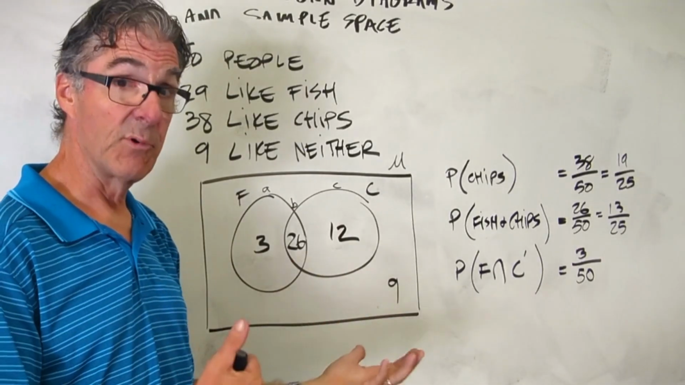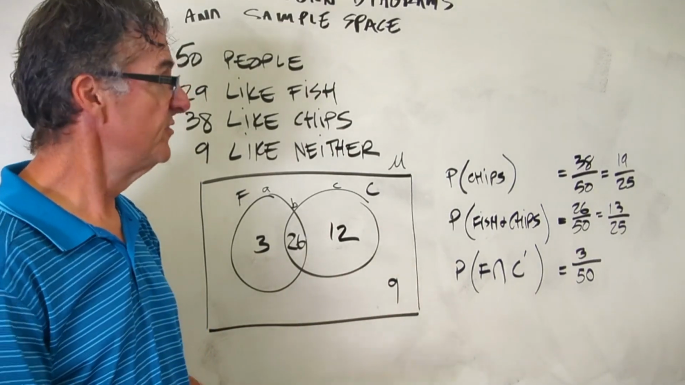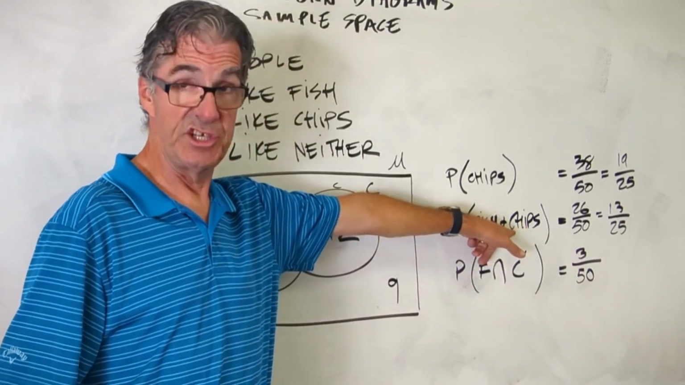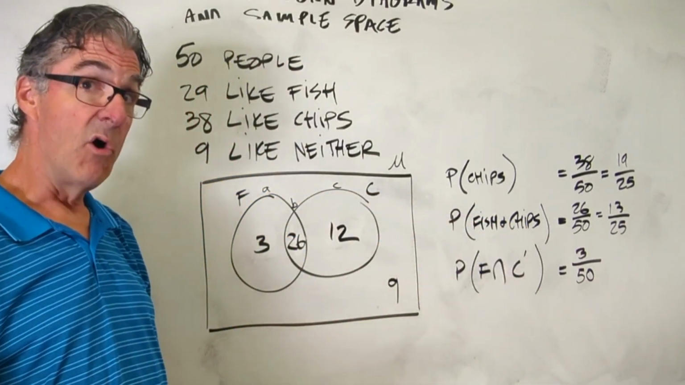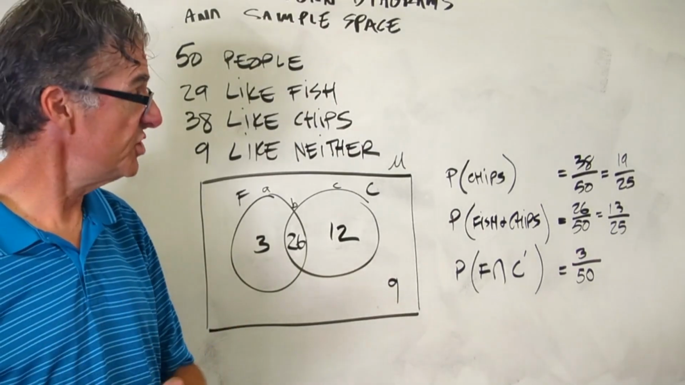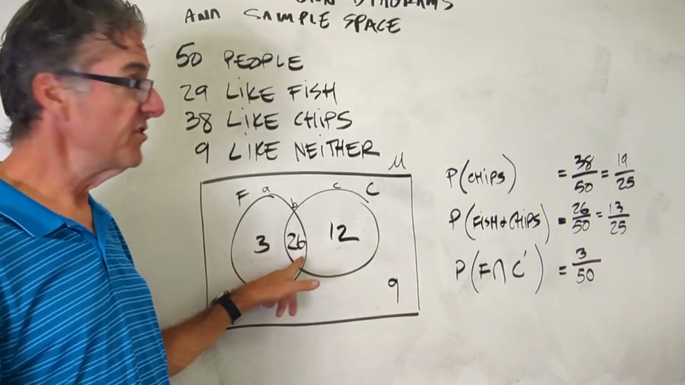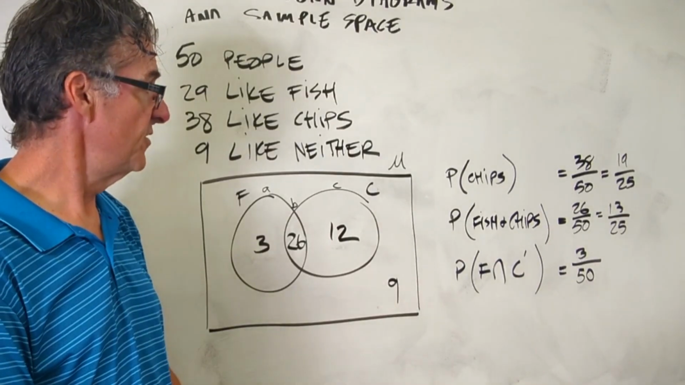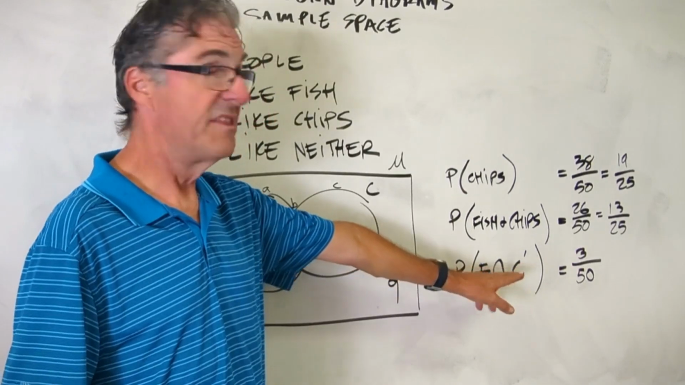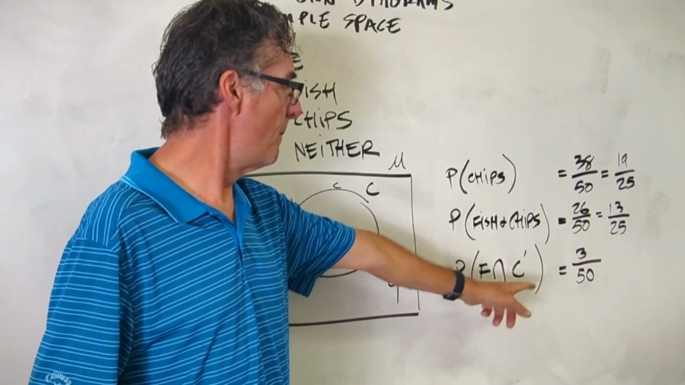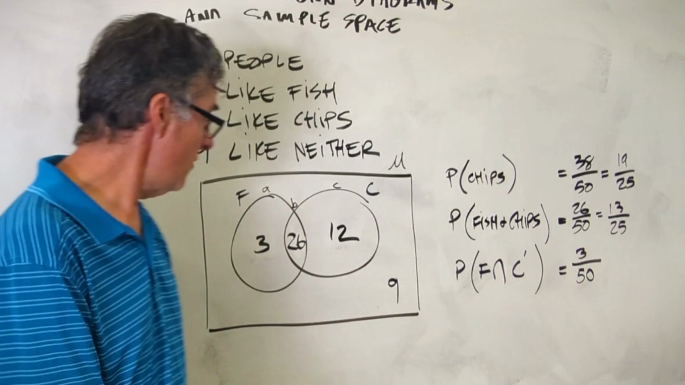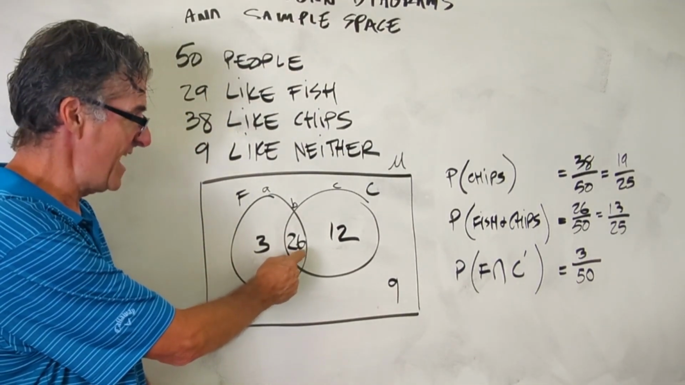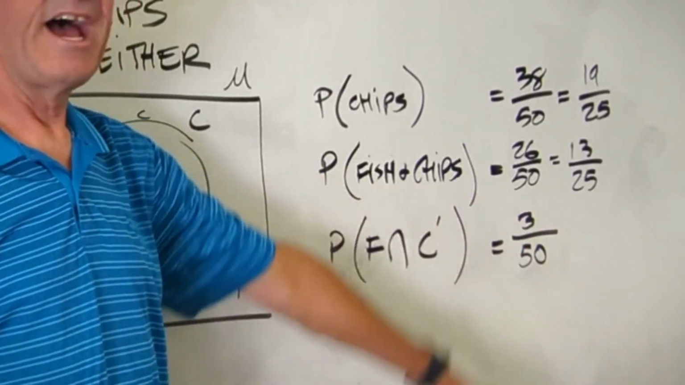Now that could be on a paper 1 question. That is a non-calculator question. So you would need to reduce that fraction down. Now, probability of fish and chips, that's the intersection of both the people who like fish and chips. So that would be this number here, the 26 out of 50, reduced down to 13 out of 25. So that's that one. Now this one is the intersection of the people that like fish but don't like chips. So that would have to be just this 3. These people like fish, but they also like chips, so they can't be counted. So that one's just 3 out of 50.